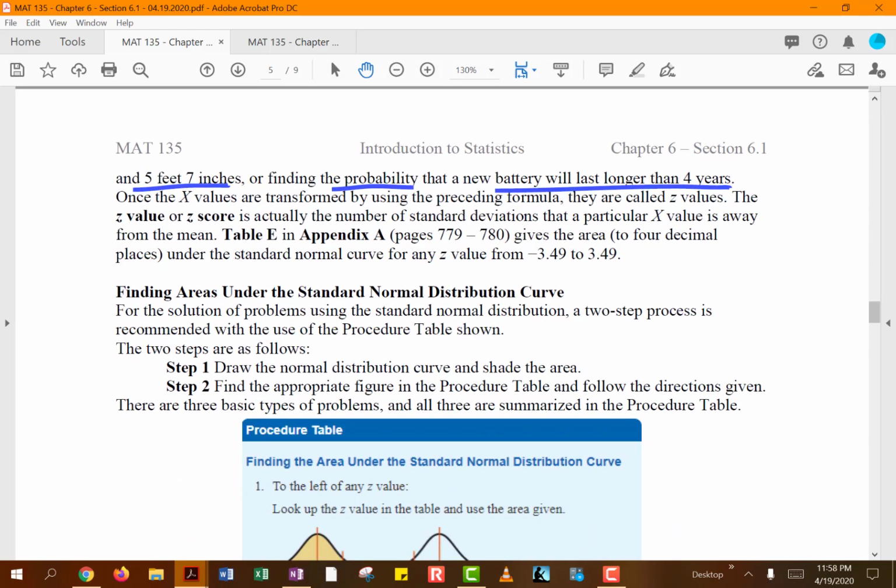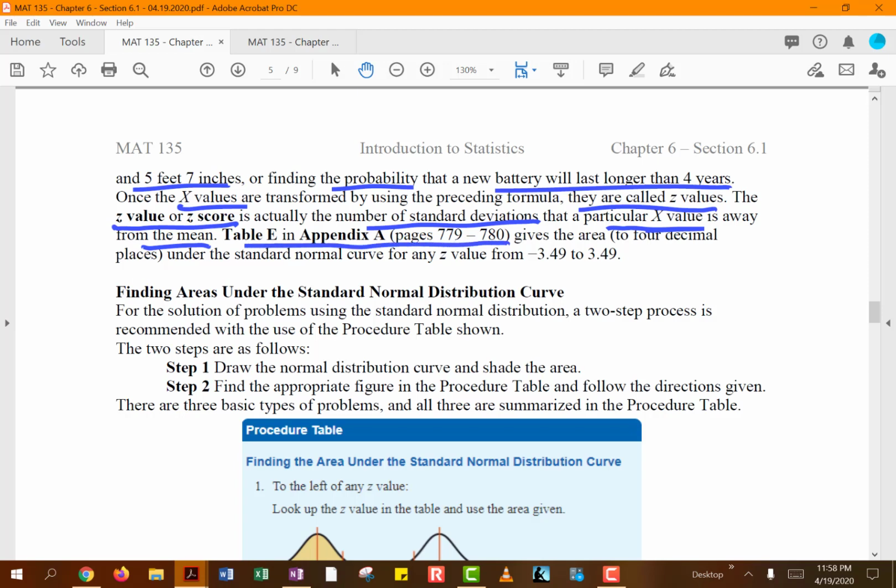So they are saying once the x values are transformed from just being the x values for that variable into our z values, then you can use the standard normal distribution table to come up with the area or probability for these values that we are looking at. So the z-score, or z value, is the number of standard deviations that this particular x value is away from the mean. And remember, if your z value is positive, that means the number is above the mean. If the z value is negative, the number is below the mean.